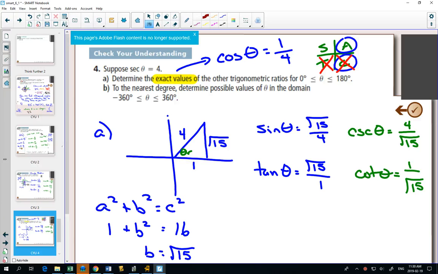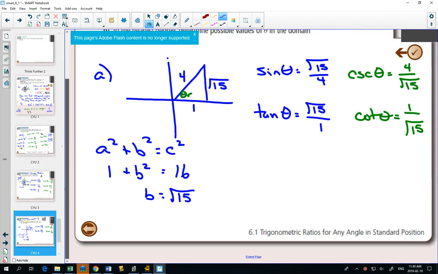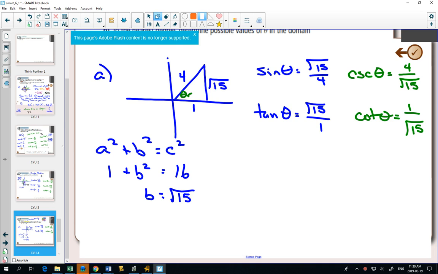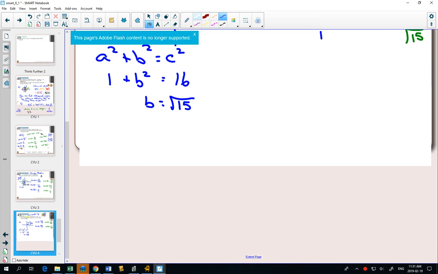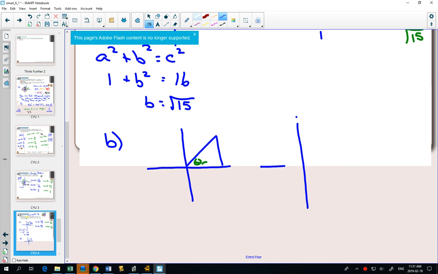So in part A, it just said look between 0 and 180 degrees. In part B, they say look between negative 360 and 360. So what we did initially with the cast rule is going to come into play now in part B. Because cos is positive, you knew that one reference angle was in quadrant 1, but it's also possible that you could have had another triangle with the reference angle in quadrant 4.